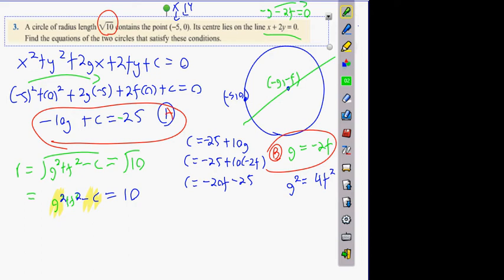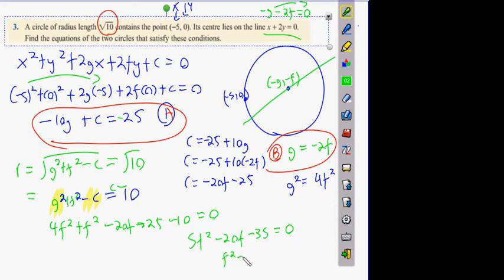And what I'm going to get is 4f² + f², take away the c, -20f - 25, bring over the 10, minus 10. 5f² - 20f - 35 = 0. Divide by 5. f² - 4f - 7. No, you went wrong. I must have. I got 5f² plus 20.